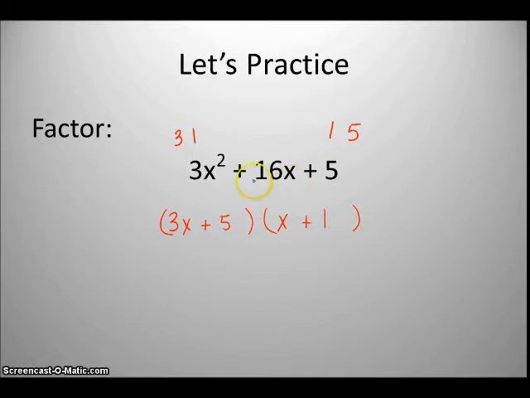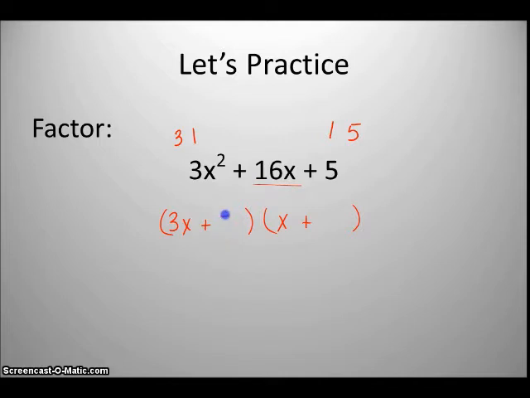Now I'm wanting to make sure that I get the 16x. So in order to save time while I'm trying this, I'm going to do what I like to call checking my smiles. So I'm going to try 5 times x. Well, that's going to give me 5x. Now 3x times 1 gives me 3x. Well, okay, that doesn't work. That just gives me 8x. So those are my smiles right there. Okay, so let's try something else.